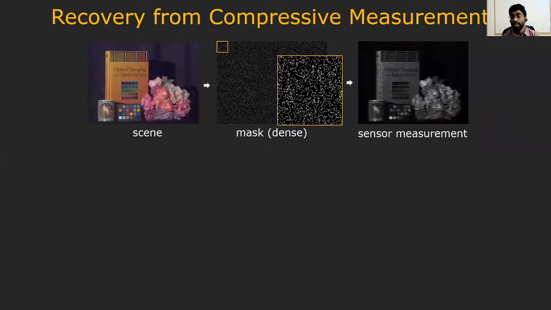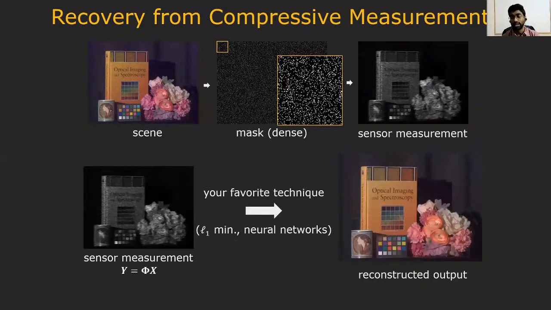The hyperspectral image can then be recovered by solving a linear inverse problem using one of the many existing techniques. The issue with this approach is that the inverse problem is inherently ill-conditioned. We will see later that this leads to loss in accuracy or oftentimes reliance on very specific priors to solve the problem.